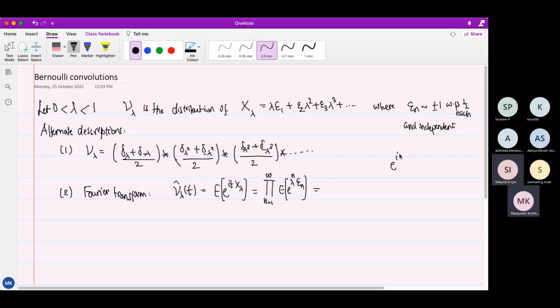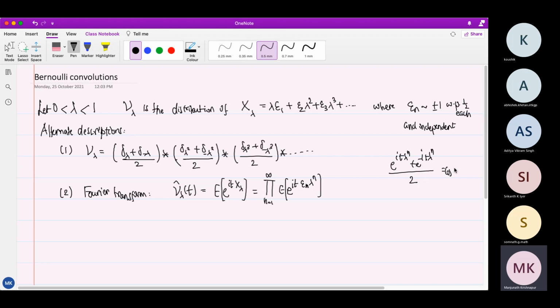So that is e to the i, I forgot the t also. Let me just write it properly. The expectation of e to the i t epsilon n lambda to the power n is e to the i t lambda to the n plus e to the minus i t lambda to the n, over 2. That's the Fourier transform of that, which is cosine of t lambda to the power n. So that's the infinite product.